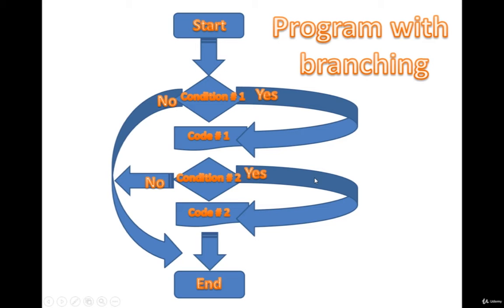and condition 1 with yes or no. If yes, it follows code number 1, and then condition 2. If yes, branching to code number 2. If no, go to the end of the program, from here or from here. This is a simple description of branching.